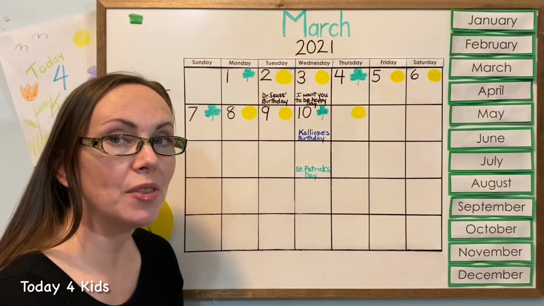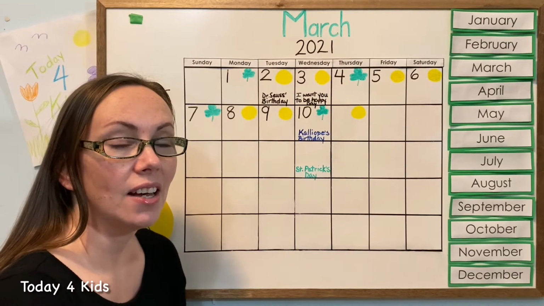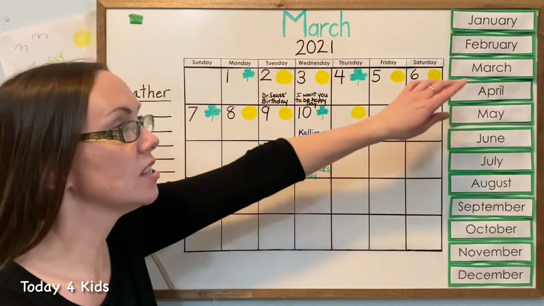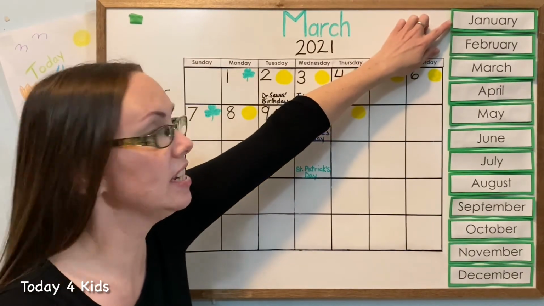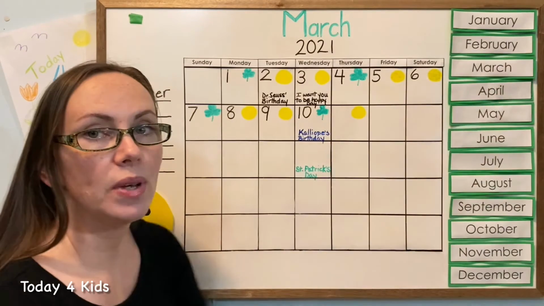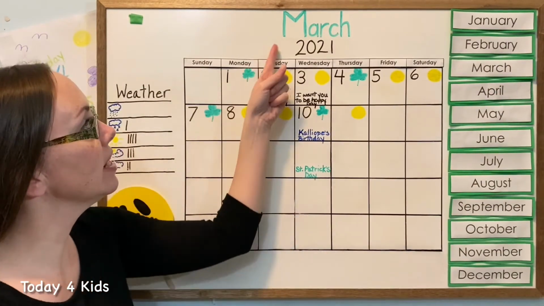Do you remember what month we are in? I'll give you a hint. It's the third month. The third month from the top. So if we go back up to the top and we count 3 down, 1, 2, 3, March. So we are in March, and we've got it at the top of our calendar.